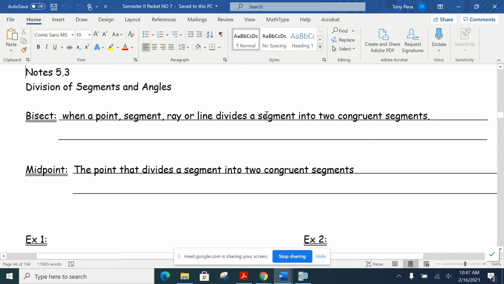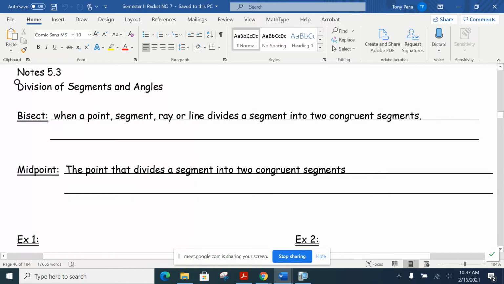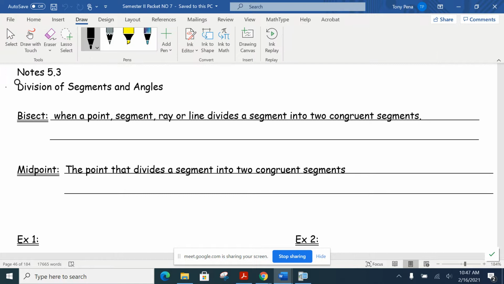All right, so right away we jump into a few new definitions. You're going to see a bunch of them. Just look through the next few pages. A lot of new little definitions, geometry terms that we need to get taken care of. So the first thing you're going to look at is the word bisect.